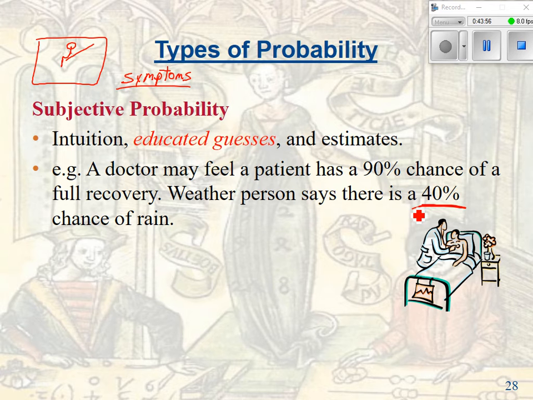People always like this. Doctor tells you you got a 90% chance of living after this surgery. Now, the part they don't think about is, and that means what? You got a 10% chance of not making it through the surgery.